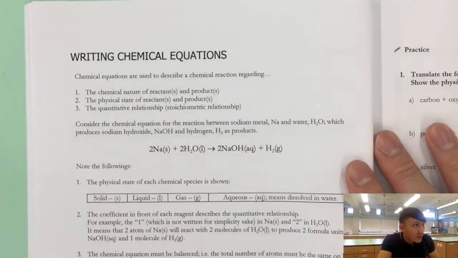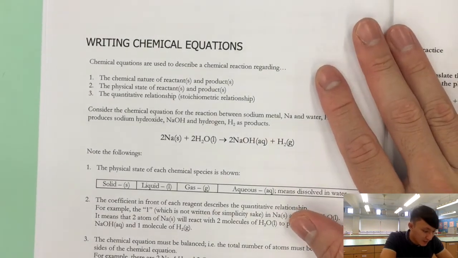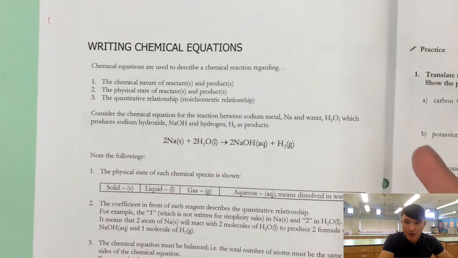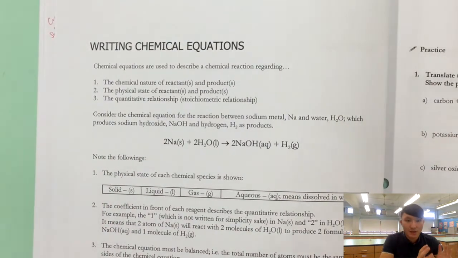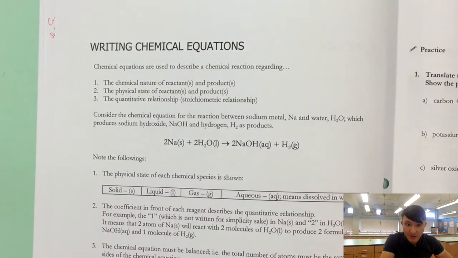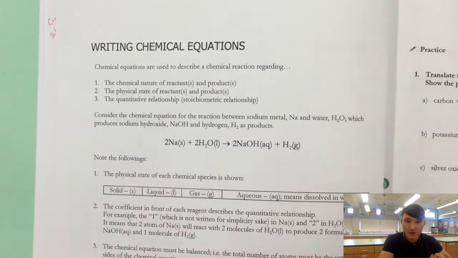Okay, next page. This one is also very important, writing chemical equations. So, in Form 3, we talk about word equation. For word equation, we simply know the name of the reactant and the name of the product. Okay? But we have no idea about, first of all, the physical state. Simply looking at the name doesn't tell us the physical state. We don't know whether it's solid, liquid, gas, or dissolved in water.